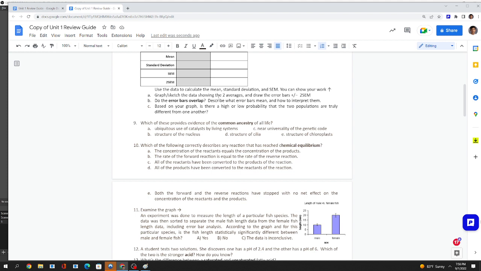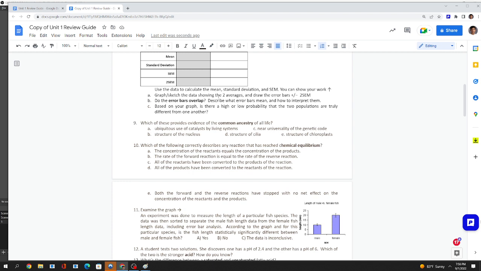Which of these provides evidence of the common ancestry of all life? A. Ubiquitous use of catalysts by living systems. B. Structure of the nucleus. C. Near universality of the genetic code. D. Structure of cilia. E. Structure of chloroplast.